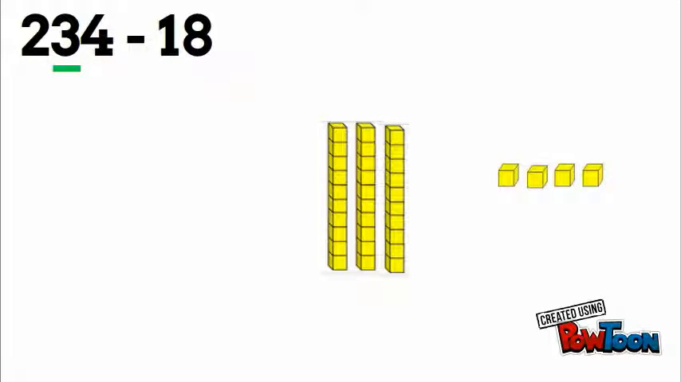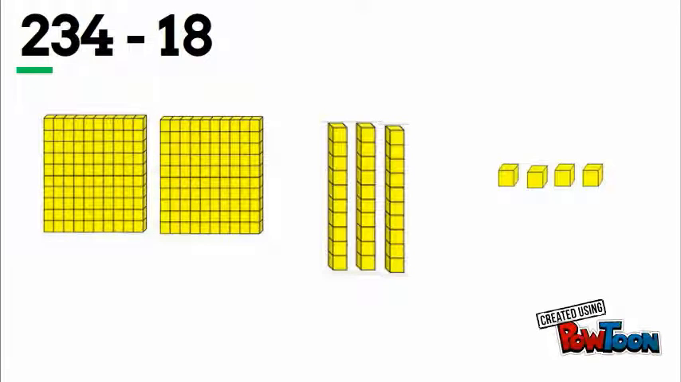Alright, 234 minus 18. Always start with your first number, so we're going to build that. We got 4 ones, 3 tens, and 2 hundreds. Our second number tells us what we're taking away. So we see we have to take away 8 ones, but notice we don't have 8 ones to take away.